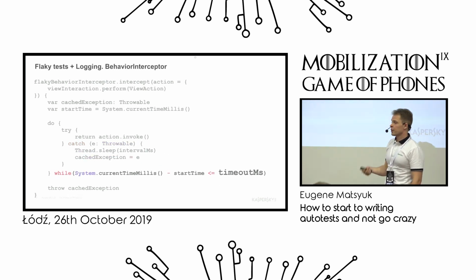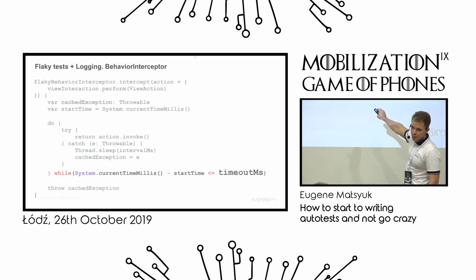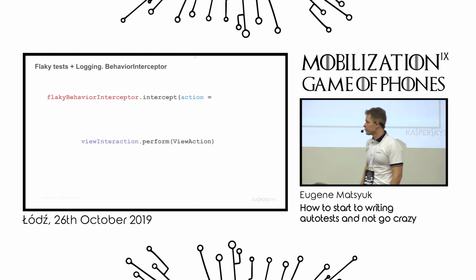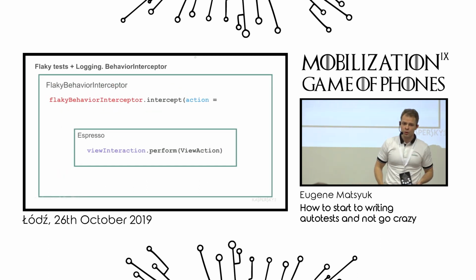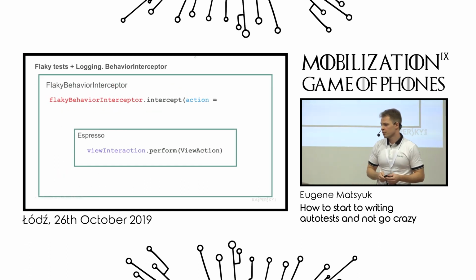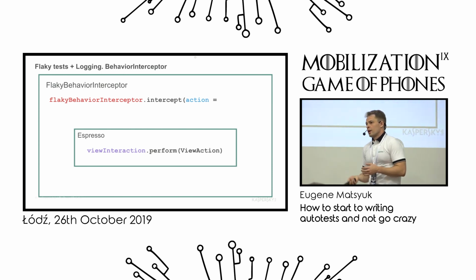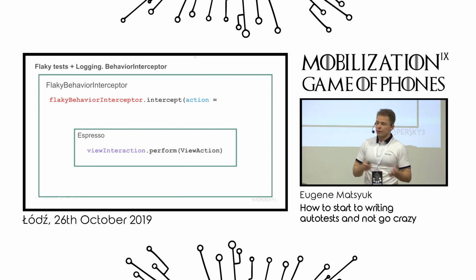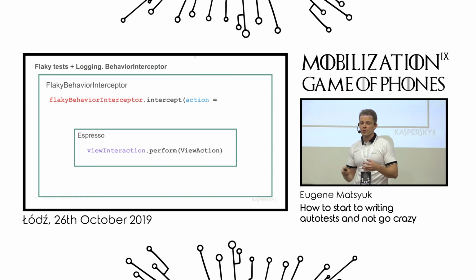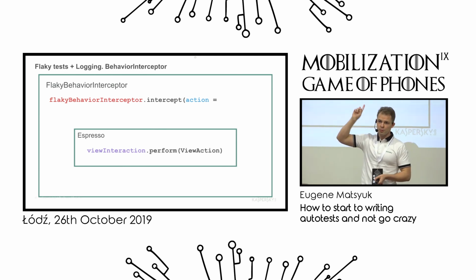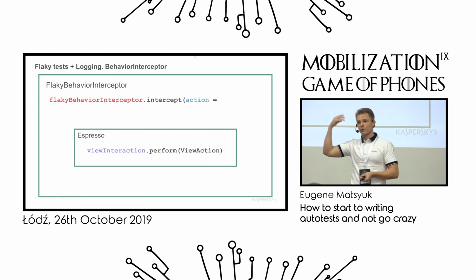And the count of attempts to repeat failed actions is restricted by a timeout parameter. Great. But we have not stopped at only the flaky behavior interceptor. Another popular reason for a failure, for flakiness, is non-visibility of a view. In most such cases, you just need to scroll the parent layout to make your view visible.